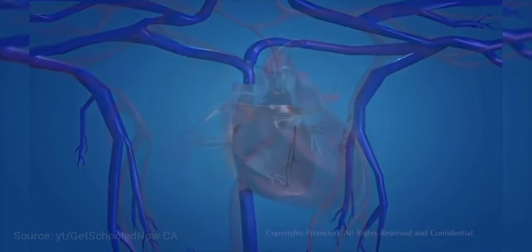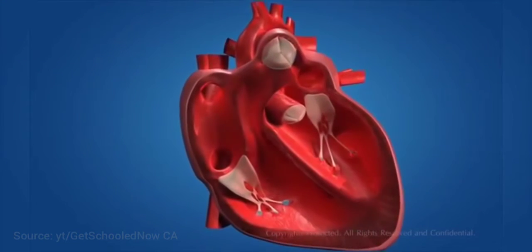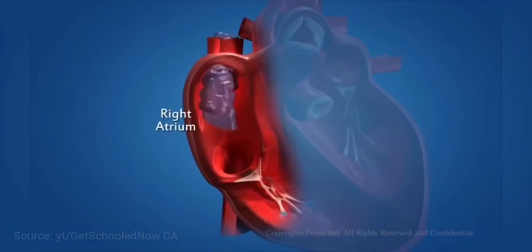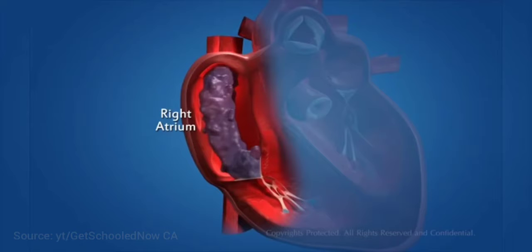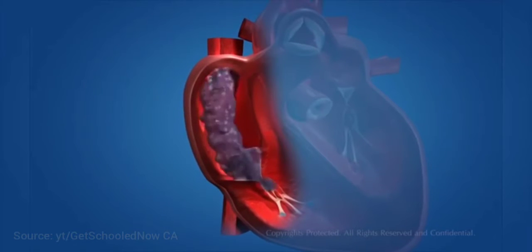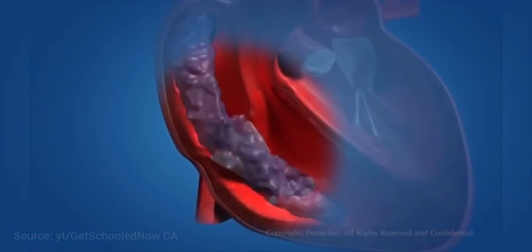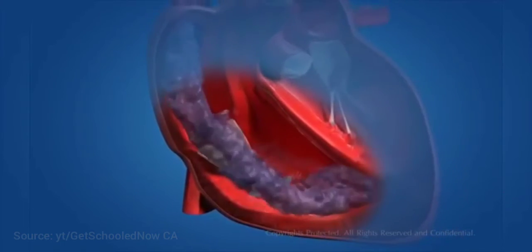The deoxygenated blood from different parts of the body enters the upper right chamber of the heart, which is called the right atrium. The right atrium contracts, allowing the blood to flow into the right ventricle through the one-way valve.